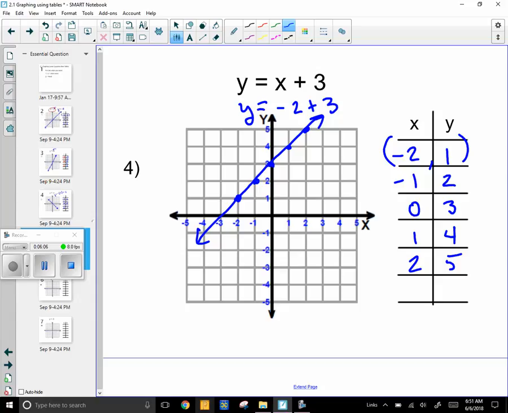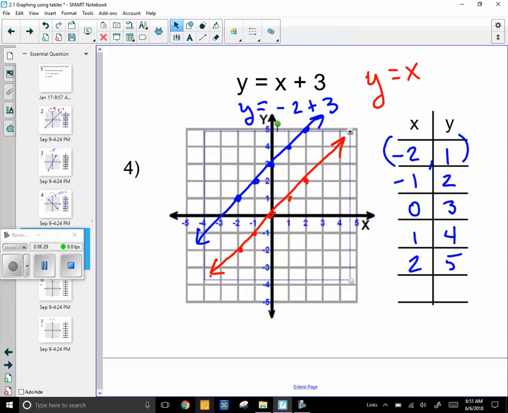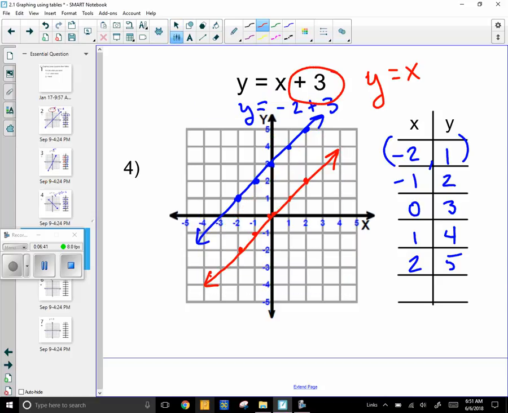And if we compare this to the original parent function, I'm just going to draw the parent function in red here. The original function on our first slide, if I copy that one down here, notice what happens: we take this red line, and if I go up 3, 1, 2, 3, it turns into the blue line. So that +3 has the effect of an upward shift of 3.